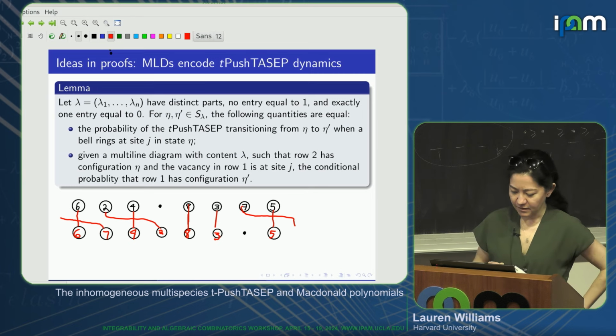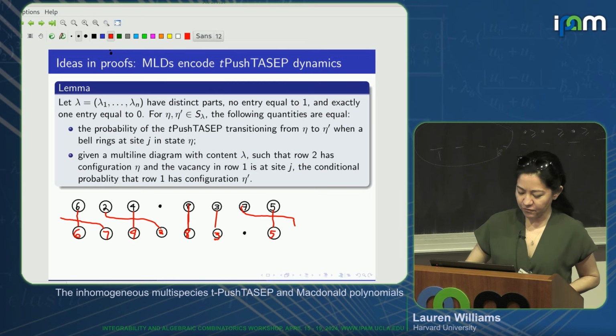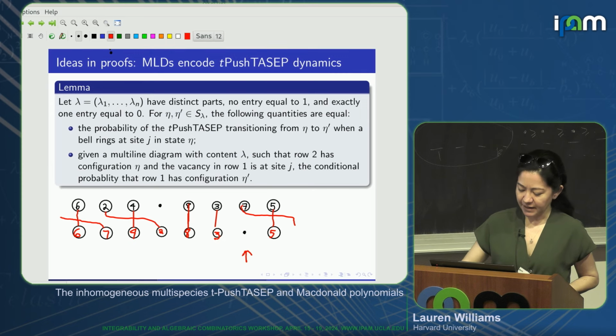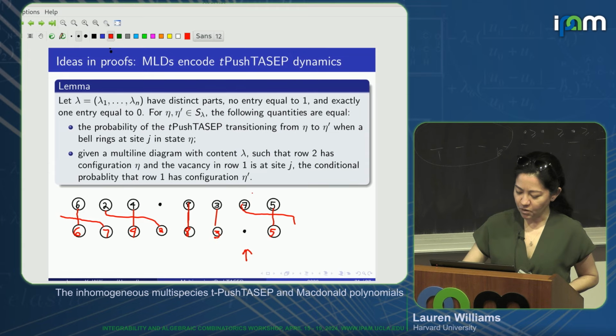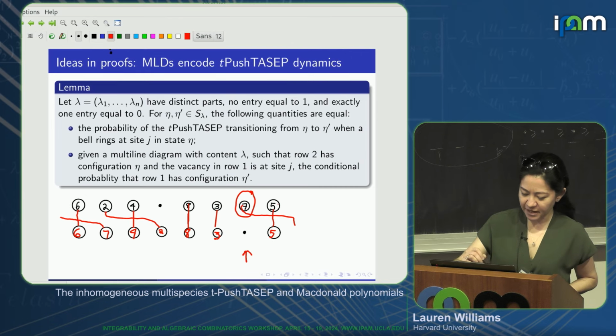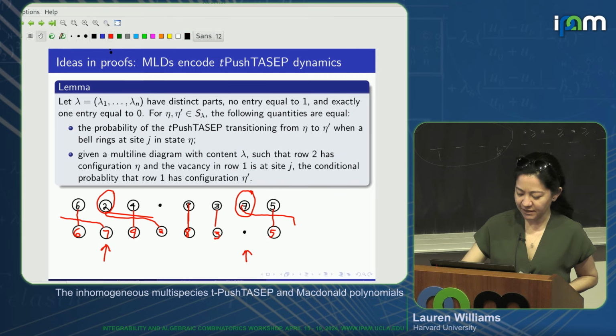But now how should we think about this? We have a vacancy over here. And that sort of woke up, in our PushTASEP, this particle here, which then moved around to this spot here, displacing the 2, who then woke up and wound up traveling to the vacancy.